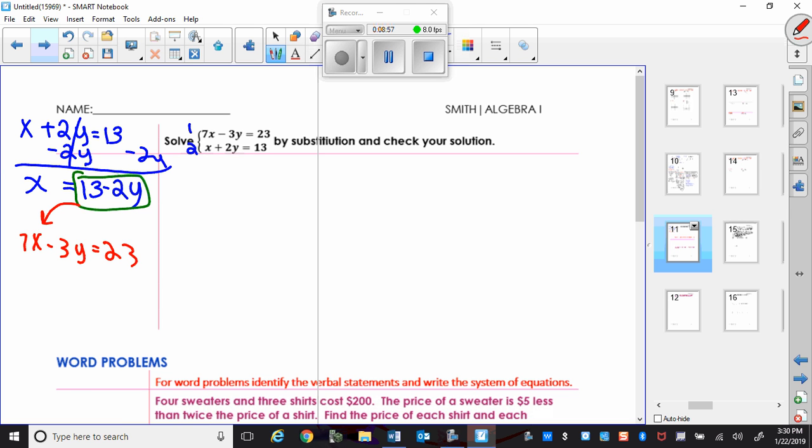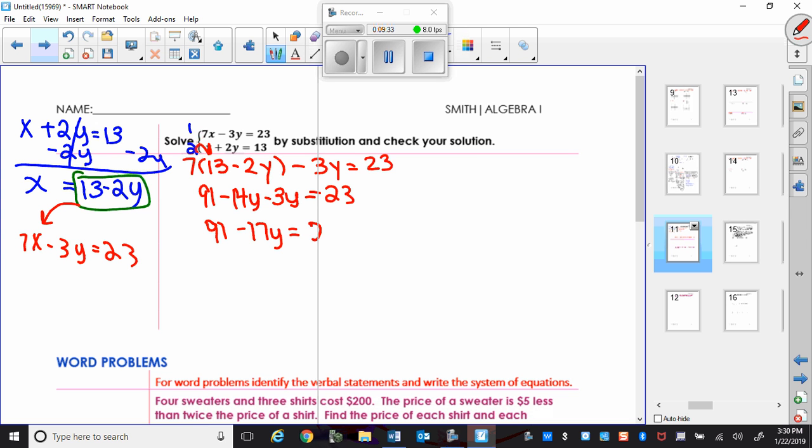7 times x minus 3y equals 23. So 7 parentheses 13 minus 2y's, and then everything else just comes down. Negative 3y equals 23. Then I have to distribute. 7 times 13 is 91. Positive 7 times negative 2y's is negative 14y's. Minus 3y's equals 23. And then I have 91 minus 17y's equals 23.